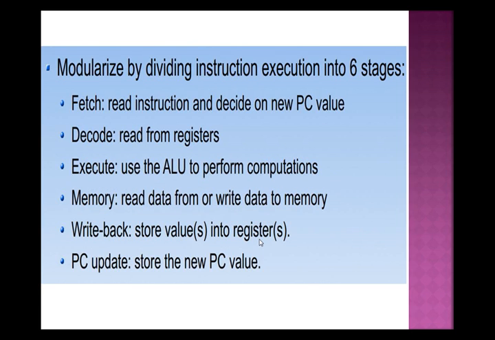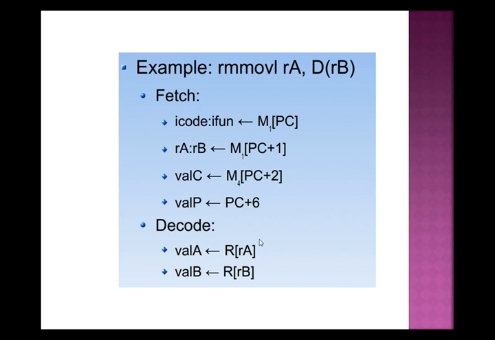Then how to modularize, as I discussed: how to divide the instruction execution into the 6 phases. First is fetch, then decode, execute, memory, write back, and PC update. Then this is an example of the different stages. The example is rmmovl rA, D(rB), that is moving the content from rA to the memory at D(rB). First one is your fetch.